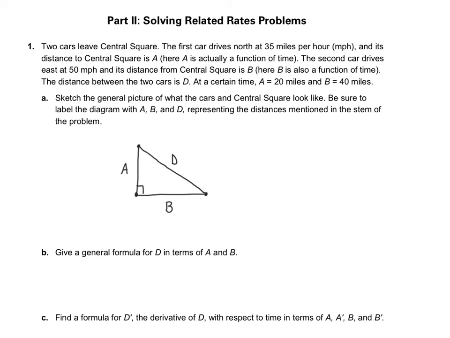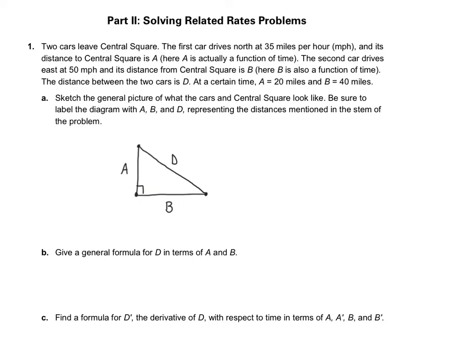Notice they said A was 20 and B was 40, so you don't label your drawing with values of a variable that's changing. A is changing, so you don't put what A is at a certain time. You don't label that. Just put that off to the side.